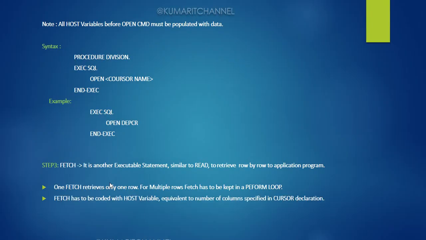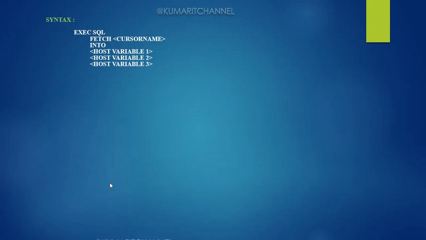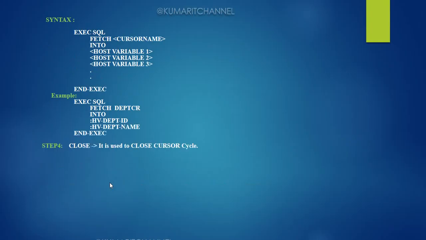Fetch has to be coded with host variables, and the number of columns specified in the cursor declaration. When the fetch cursor statement is executed, it retrieves the rows from the cursor. Okay, let's look at the syntax. EXEC SQL FETCH INTO host variables, then EXEC SQL FETCH department INTO department ID, name, then finally close it. So this is the sample program for the cursor.